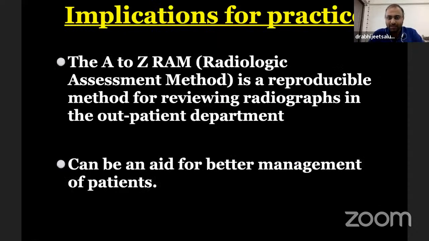So what are the implications of A to Z RAM in our clinical practice? It's a very easy and reproducible method for reviewing radiographs in our outpatient departments. Whenever we are seeing any patient in our OPD, we can just write A to Z RAM on a paper and write all these features, and it will summarize all the findings and give a very good idea so that we don't miss any important finding. And second, it can aid in better management: if you are suspecting a benign tumor, what should be the management, and if malignant, what should be the management.